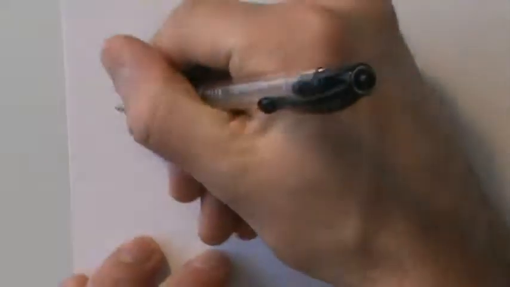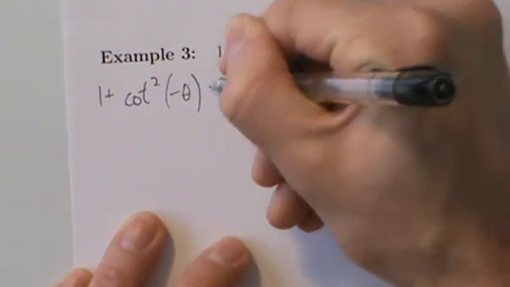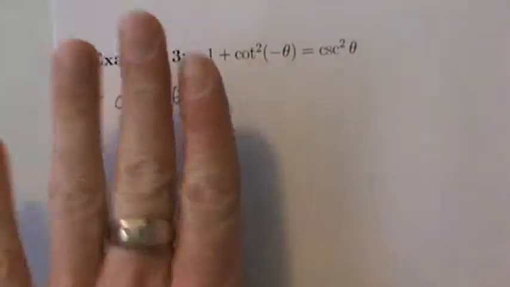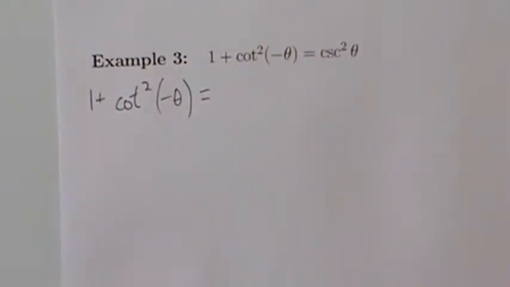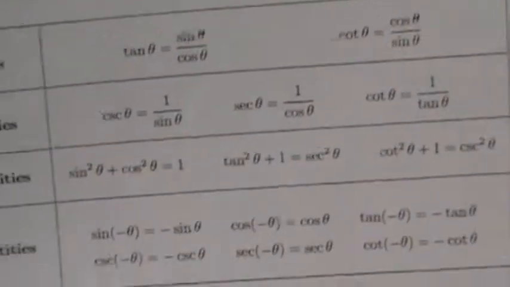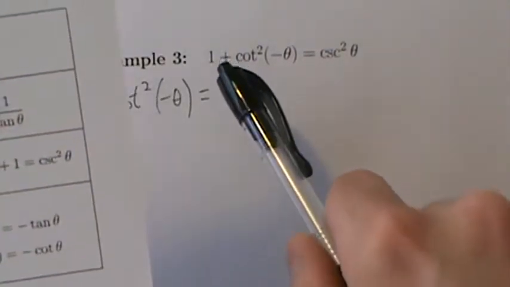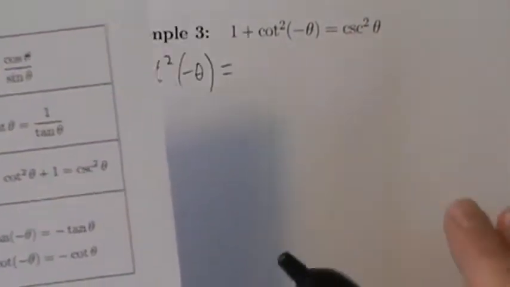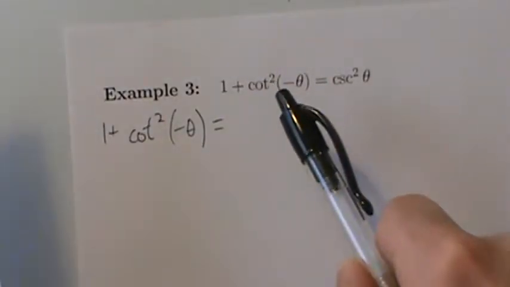Okay? So 1 plus cotangent squared of negative theta equals, okay, so eventually we want to end up with cosecant squared of theta. So before we move on, let's look at this and ask ourselves, does this look like anything that we sort of know and recognize? Well, it kind of looks like this Pythagorean identity, cotangent squared of theta plus 1 equals cosecant squared of theta. Okay, but what's different? Well, here the 1 is written first. That doesn't matter at all. You're just adding two things. It doesn't matter what order you add them in, so that's not really relevant. But what is different is instead of cotangent squared of theta, we have cotangent squared of negative theta.